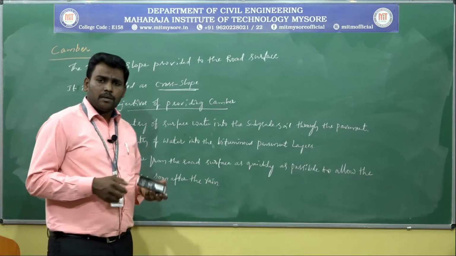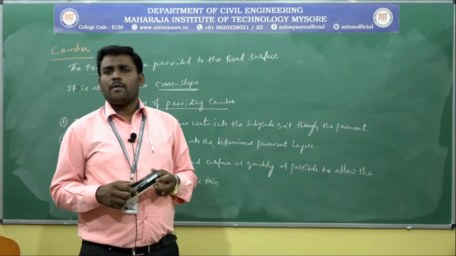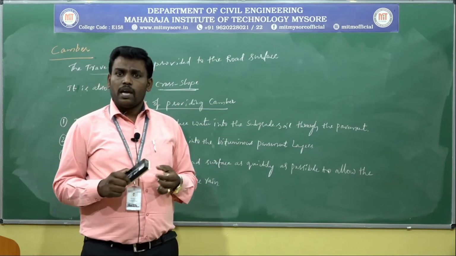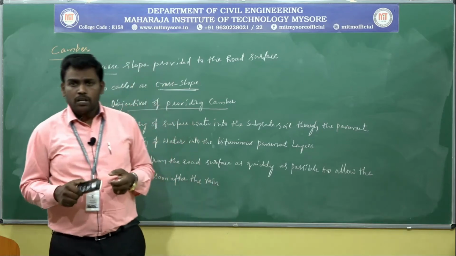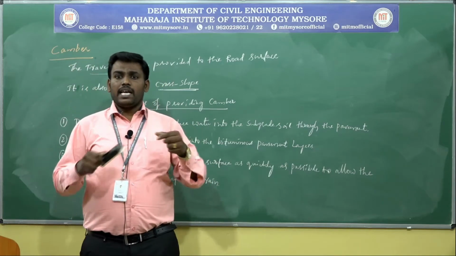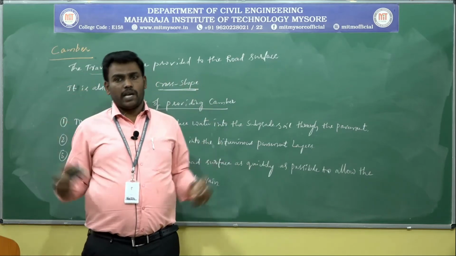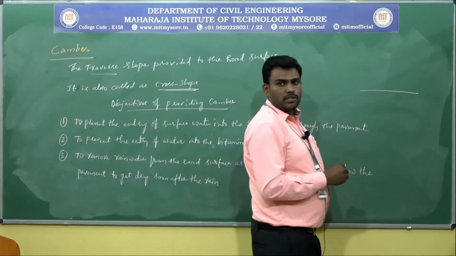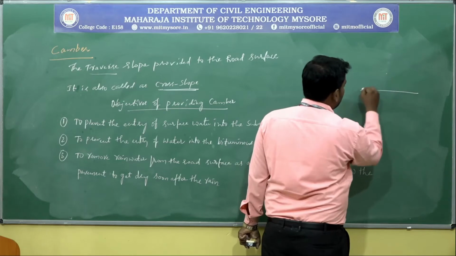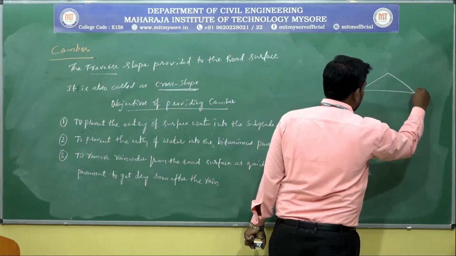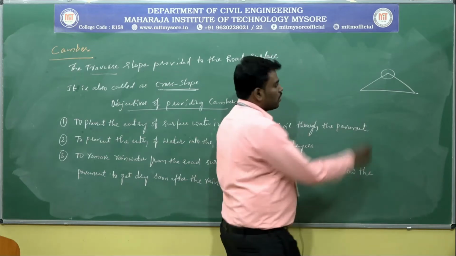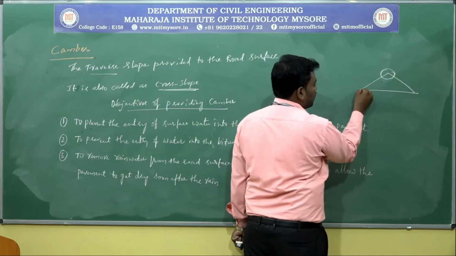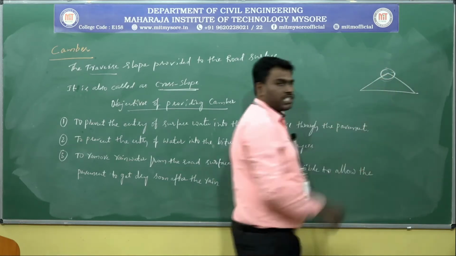Then you may know that the camber may be provided both in straight roads as well as in horizontal curves. In the straight road they provide the camber by raising the center point of the road with respect to the edges and forming a crown. Like if this is a road surface, they raise the center point of the road with respect to the edges and form a crown. This is the crown.